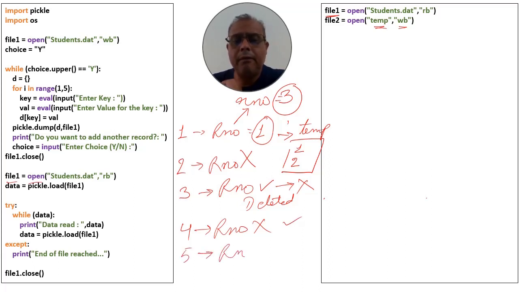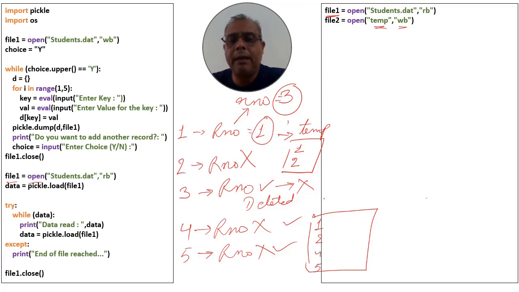Then roll number 5. Roll number 5 will again not match with roll number 3, so this record will also be written into the temporary file. By the end of this reading process, we have written roll numbers 1, 2, 4 and 5 in the temporary file. Now you can see that roll number 3 that we want to delete is not written in this file. This gives you the illusion that roll number 3 has been deleted.